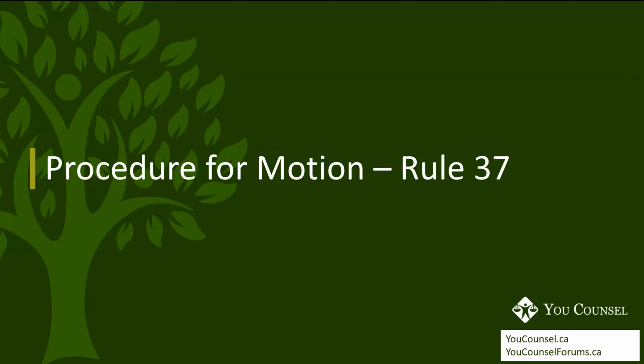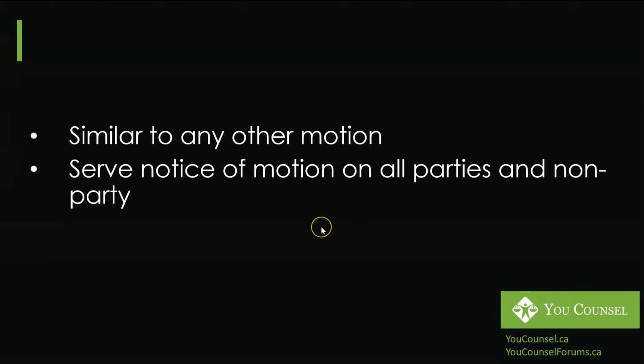What you want to remember is that bringing this motion, the procedure to follow is the same that is specified in Rule 37. Rule 37 is the broad rule that explains to you the process of bringing all kinds of motions in the court system. And I have done a few lectures on motions in my channel, so please review those if you don't understand how to bring a motion in the court system. The main thing that you want to keep in mind is that if you're bringing such a motion, then you must serve the notice of motion on all parties that are part of your court action, and also serve the notice on the non-party on which you are seeking the order.